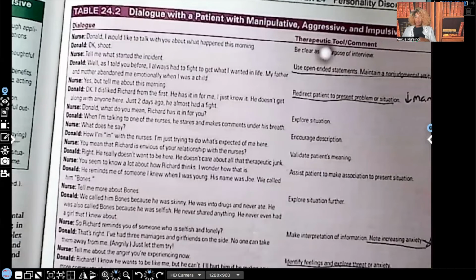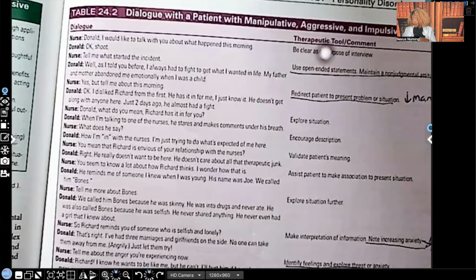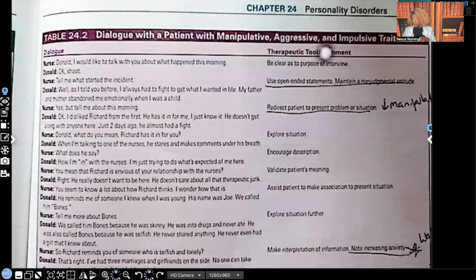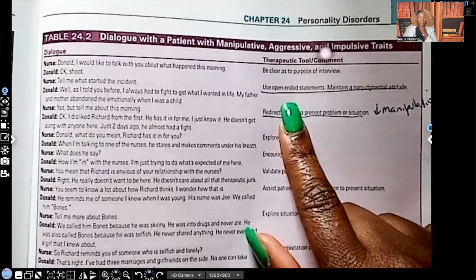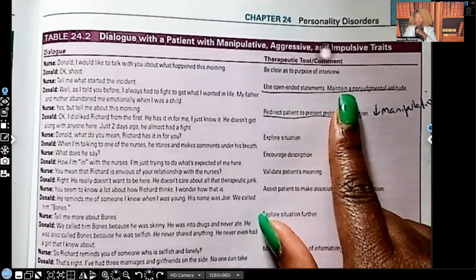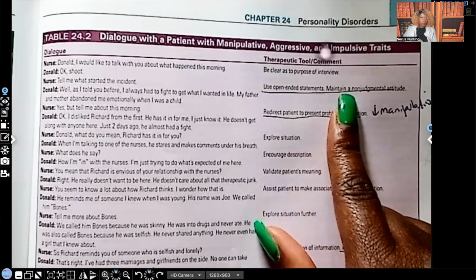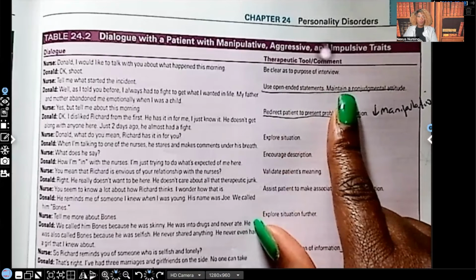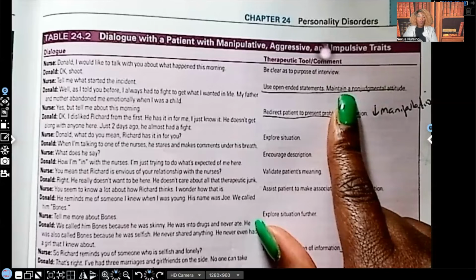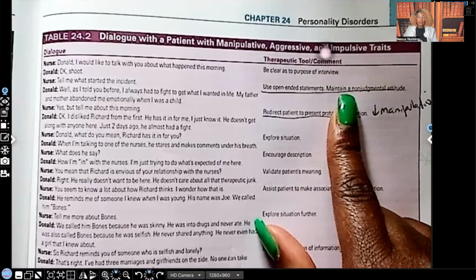So table 24.2, dialogue with a patient with manipulative, aggressive, and impulsive traits. You want to use open-ended statements and maintain a non-judgmental attitude. That's very important. First of all, guys, when it comes to therapeutic communication, we always want to use open-ended questions. Why? We want that patient to express themselves, right?